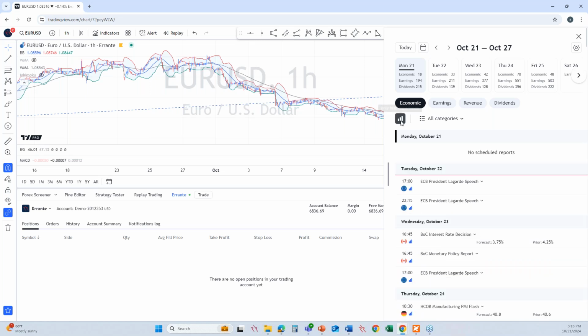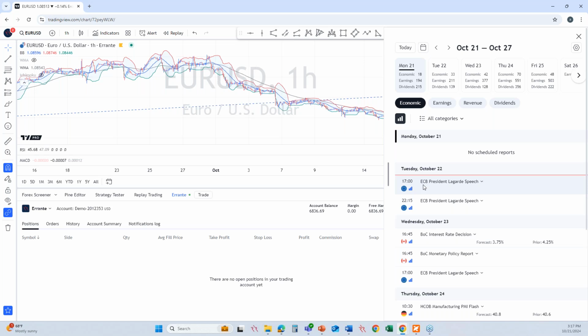And here, it's not a very advanced calendar, but it has some very practical features that I'm going to explain. First of all, you can click on only high importance events. So you will filter some noise in the market, and then you can just review what is going on as the most important events.